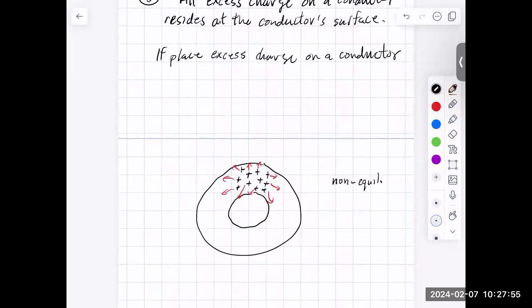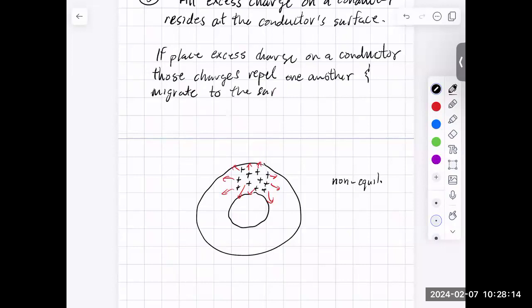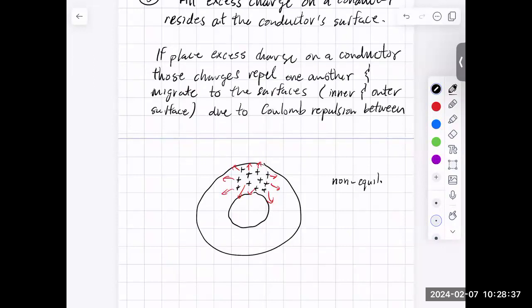Okay, so if we place excess charge on a conductor, those charges repel one another and migrate to the surfaces. And so in this case, because our conductor has a cavity, there are inner and outer surfaces. And this migration is due to the Coulomb repulsion between like charges. Okay, so let's draw what would happen.